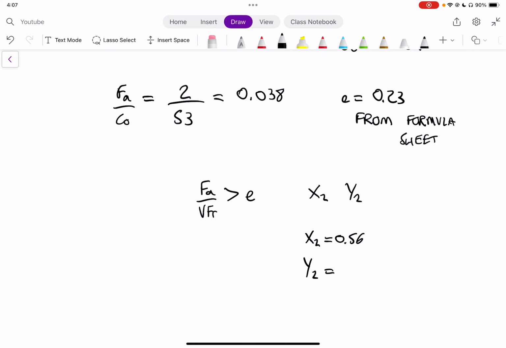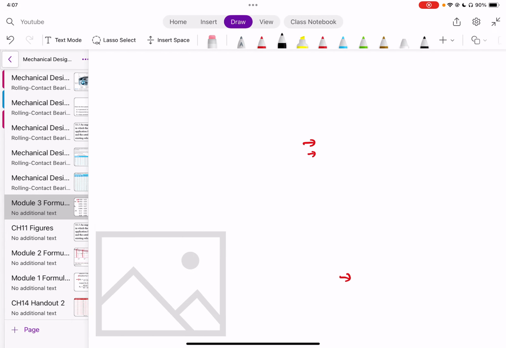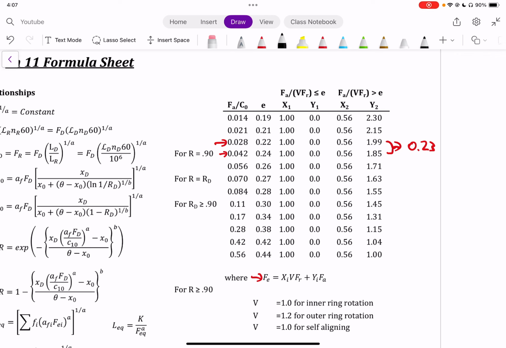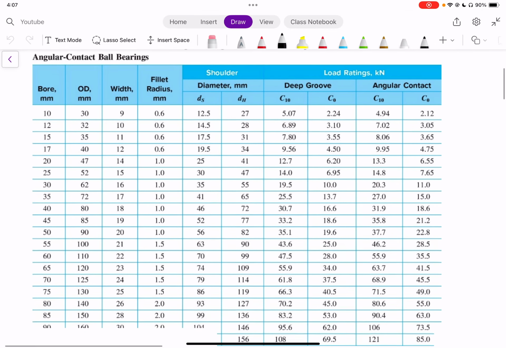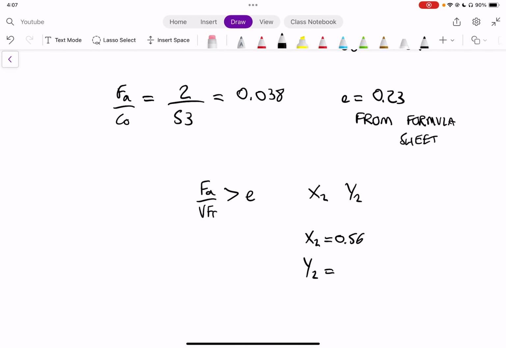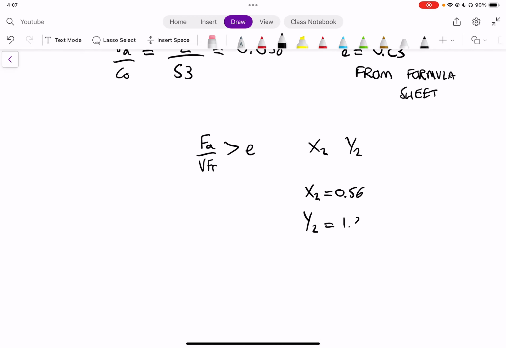And then y2 would be a value, if we go to the table really quickly, between 1.99 and 1.85. So it would be a value between the two. By interpolating, we would get that y2 is equal to a value of 1.89. Okay, from interpolation.